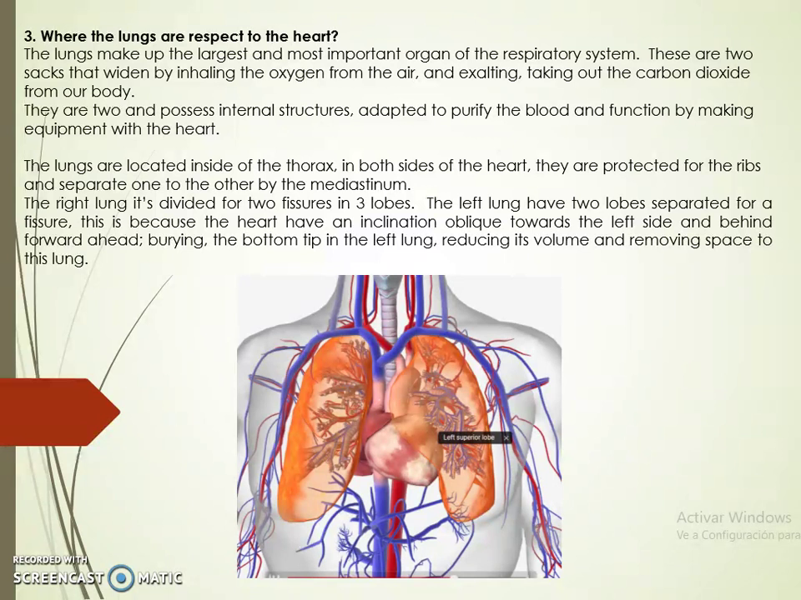The right lung is divided by 2 fissures into 3 lobes. The left lung has 2 lobes separated by a fissure. This is because the heart has an oblique inclination towards the left side and from behind forward, burying the bottom tip in the left lung, reducing its volume and removing space from this lung.